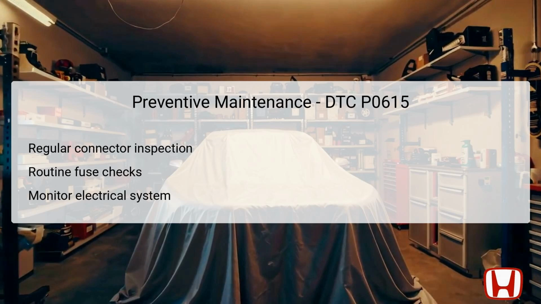Preventive maintenance plays a critical role in mitigating future DTC occurrences, including DTC P0615. A proactive approach includes regular inspection of all electrical connectors related to the starter cut relay system. Look for signs of corrosion or looseness, as these can lead to poor connectivity and intermittent issues. Routine checks of the fuse, specifically fuse number B21, should also be a key part of the maintenance schedule.